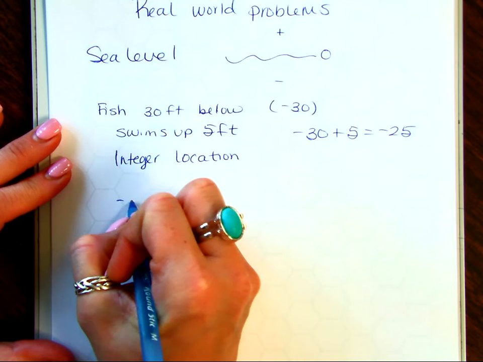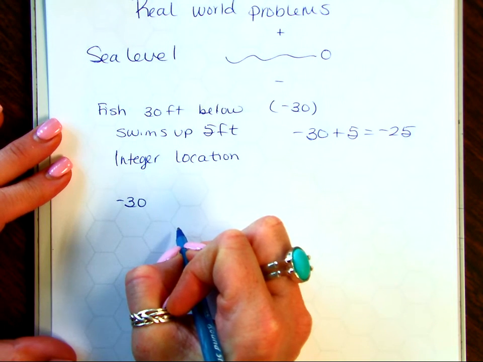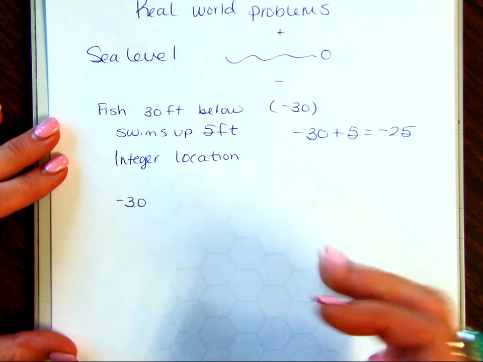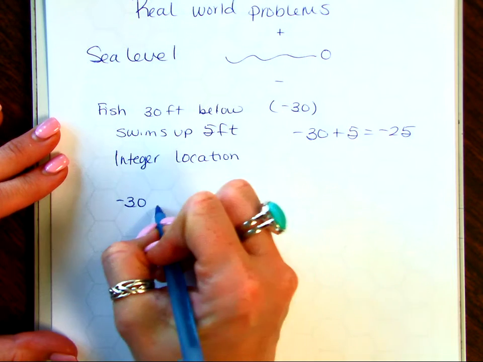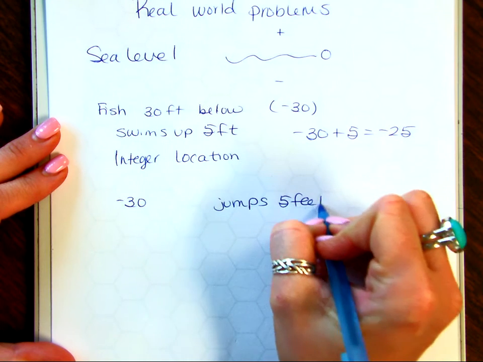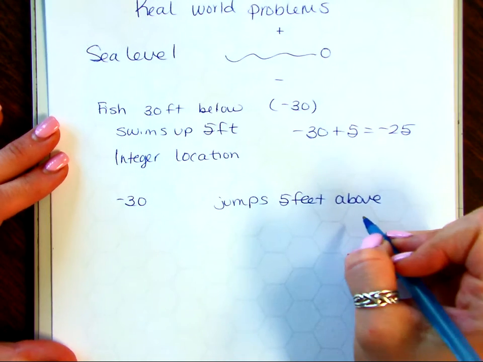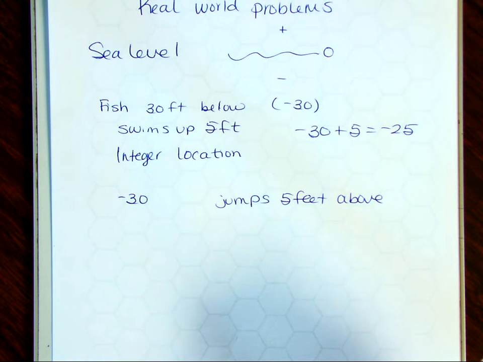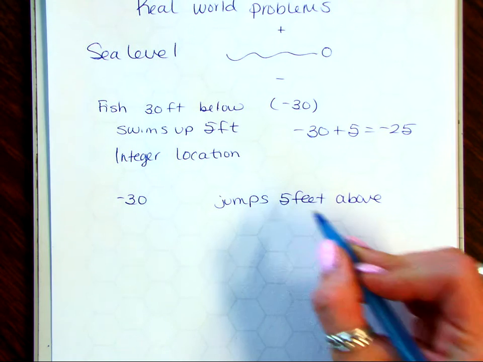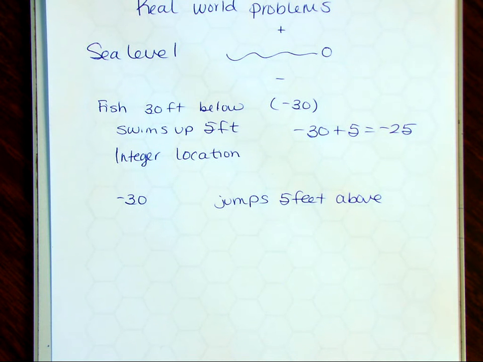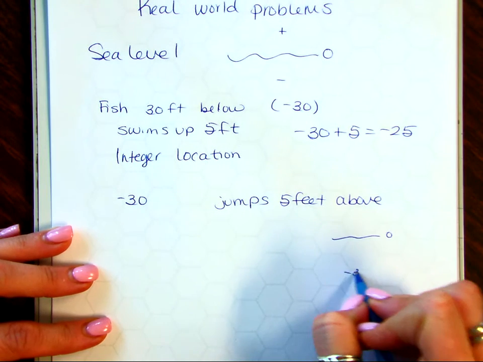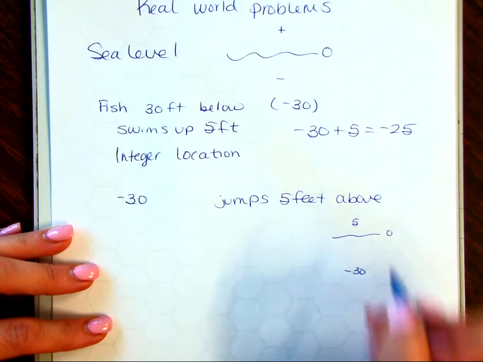So let's say that same fish is still 30 feet below sea level, and it's one of those flying fish. You ever see that on one of those crazy channels where they can jump out of the water? So let's say it jumps from 30 feet below to 5 feet above sea level, okay? I could ask you two things. What is their integer now? Well, their integer now is positive 5, but the question I want to ask you is, how many feet did that fish travel?